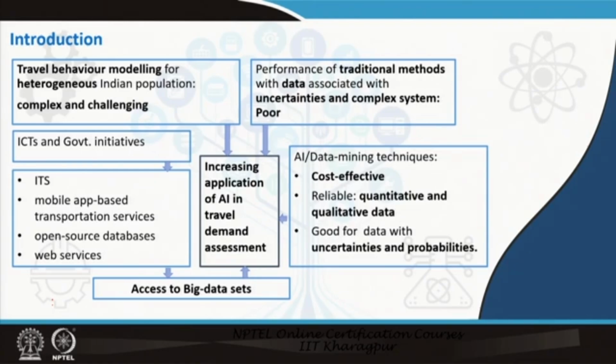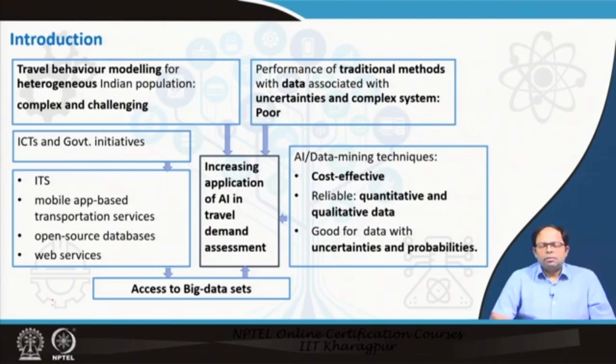What we are seeing gradually in overall urban planning is that travel behavior modeling for heterogeneous populations, and particularly in the case of India, is becoming very complex and challenging. There is a lot of data involved, and a lot of relationships which need to be found out. So, this is one area which requires us to look into different kinds of model systems which are easier to build compared to the choice models that we have built earlier. Also, the performance of traditional methods on data associated with uncertainties and complex systems is poor. This is another reason why we should look into other techniques.